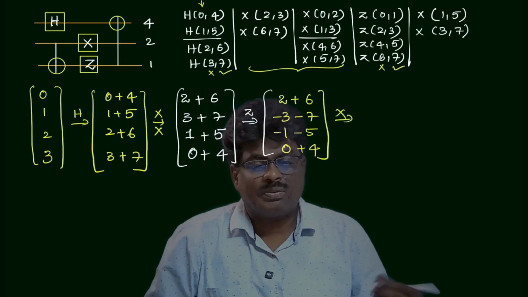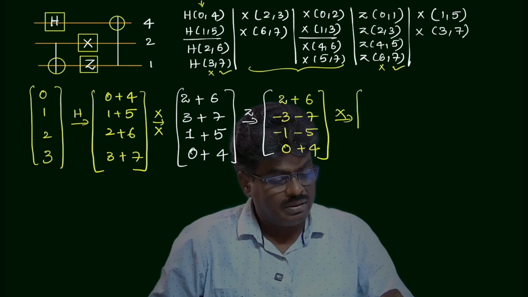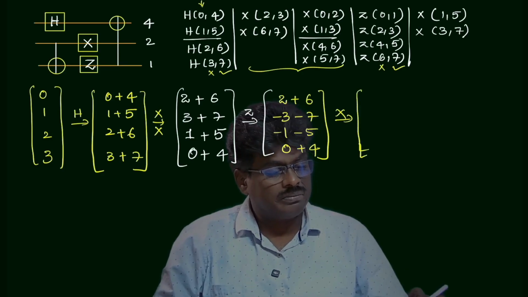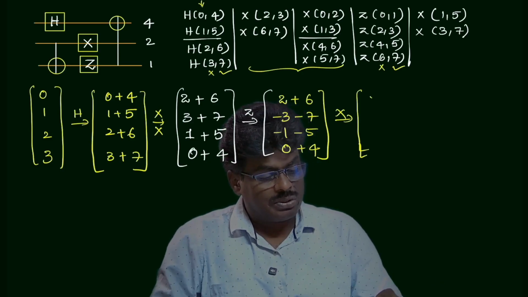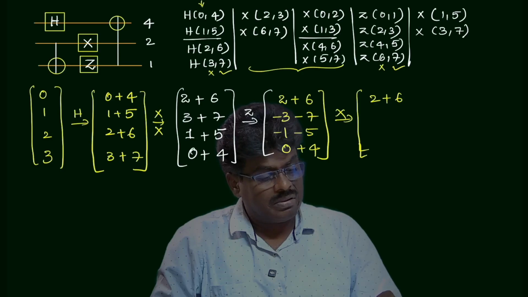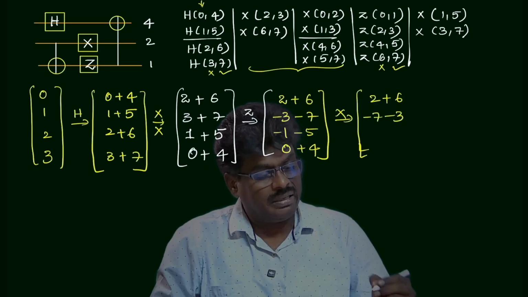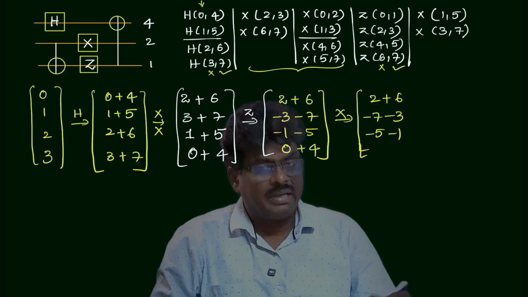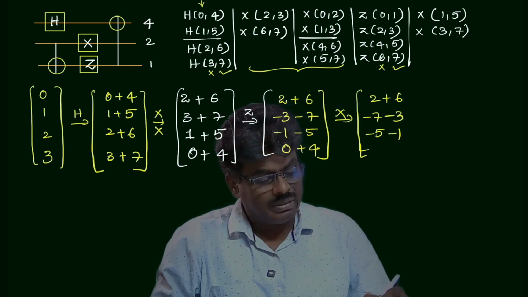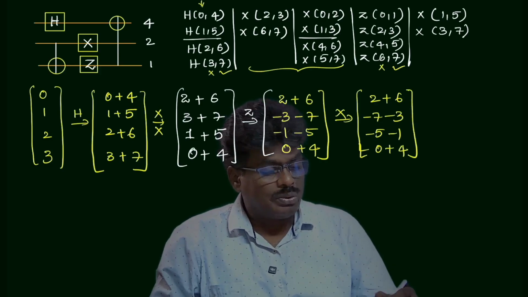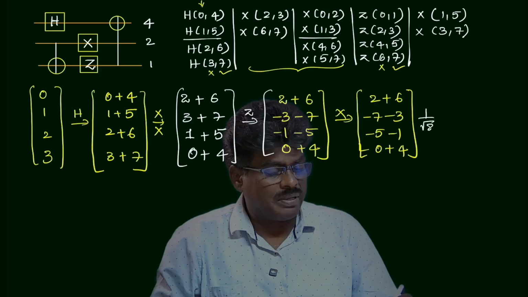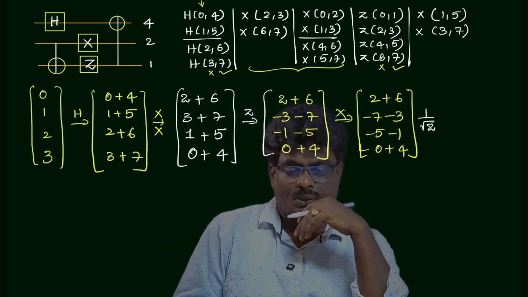And finally there is one more X gate which flips 1 to 5, 5 to 1, and 3 to 7, 7 to 3. So 2 and 6 no change, minus 7 minus 3, minus 5 minus 1, because 1 and 5 flipped, and 0 plus 4. So 2 states are there in that combination, that's why I'm taking the normalization constant as 1 by root 2.